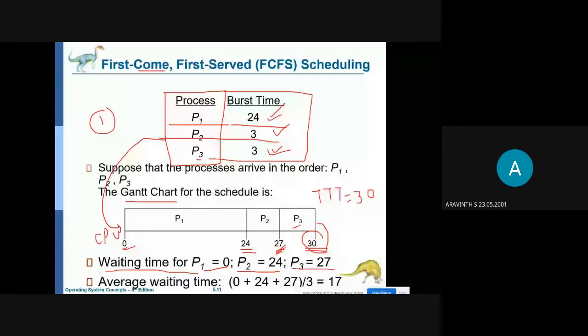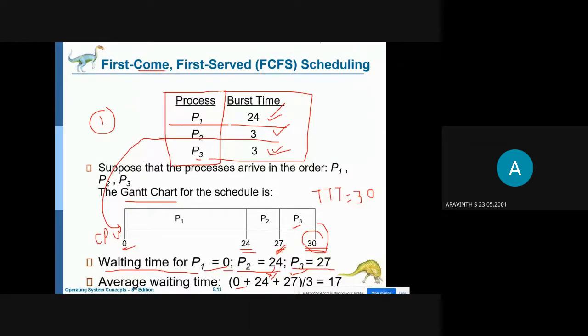Now you want to calculate the average. There are three processes in total, so 0 plus 24 plus 27 divided by 3. You get 17. 17 is the average waiting time of a process to get executed in the CPU. Next, you need to calculate the turnaround time.